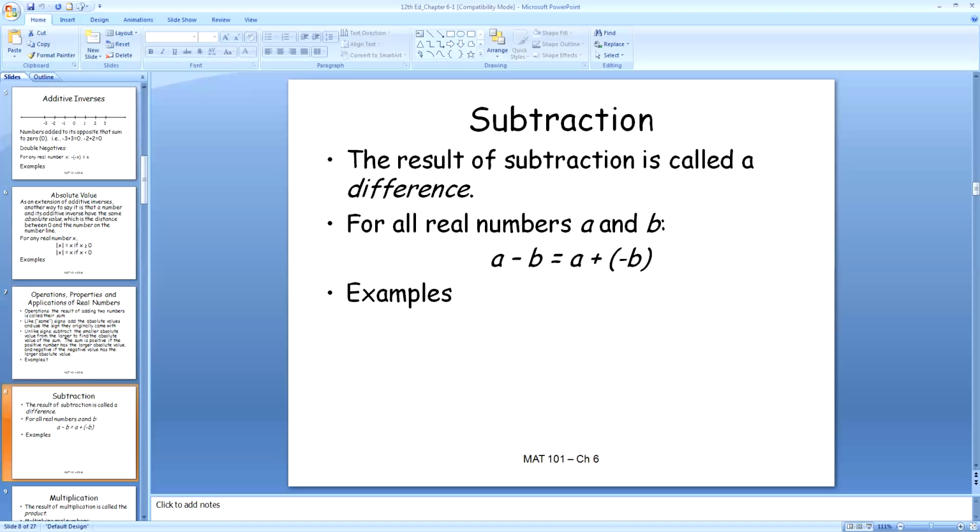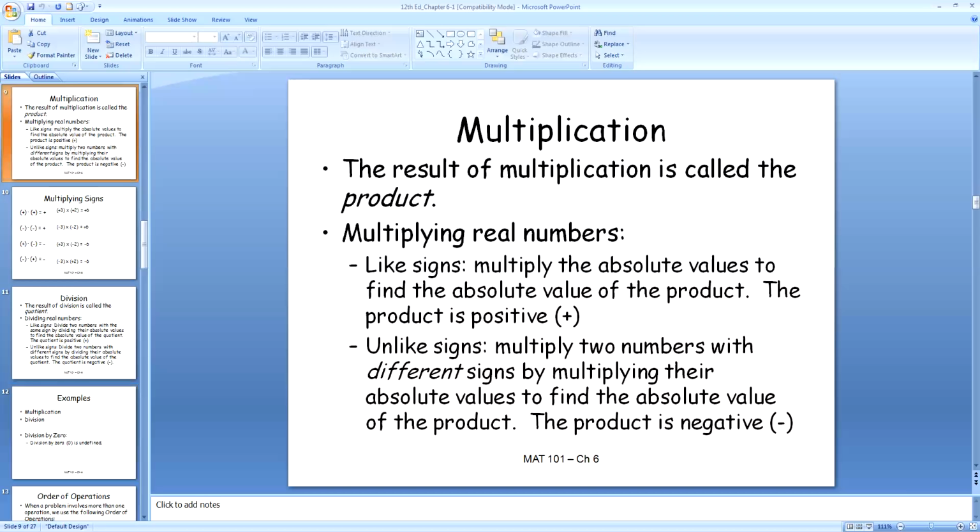Subtraction: the result of subtraction is called the difference. So if you have a number a and b, a minus b is the same as a plus minus b. So there's a relationship between addition and subtraction here. An example is just like the one that I had done a moment ago with the addition of unlike signs.